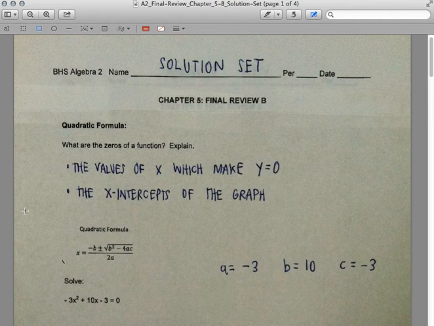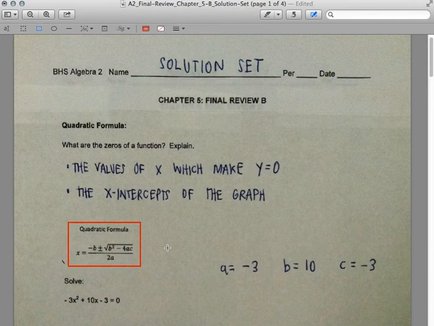Let's take a look at the final review solution set for Chapter 5, which deals with the quadratic formula and imaginary and complex numbers. The quadratic formula is shown here, and we will remember that it is a formula and a model for expressing the zeros of a quadratic function. And the zeros of a quadratic function are the x-intercepts.